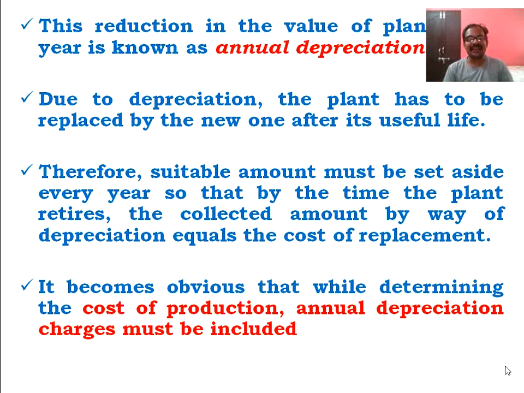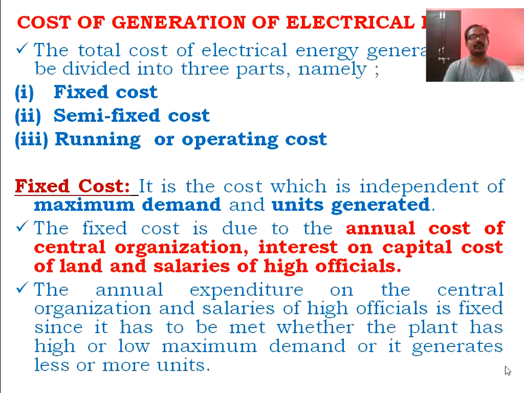So while calculating the cost of production of electricity, annual depreciation charges must be included. Next topic is cost of generation of electrical energy. The cost of generation of electrical energy is further divided into 3 categories. Number 1, fixed cost. Number 2, semi-fixed cost. And number 3, running cost or operating cost.